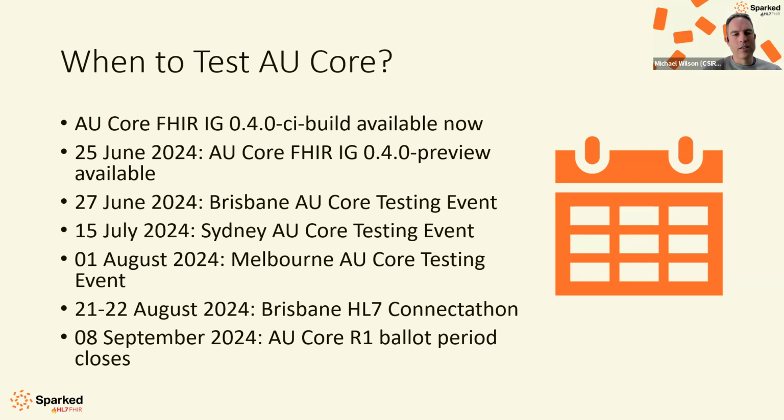The key thing here is that we're trying to capture this information for release 1 of AU Core. The ballot period for that will close on the 8th of September. So from now up until the 8th of September is the key focus for testing AU Core R1, but obviously you can test at any time after that. Feedback is always welcome at any point in time, so it doesn't just stop in September. That's the primary focus at the moment, for that ballot period, but you can continue testing as long as you like.